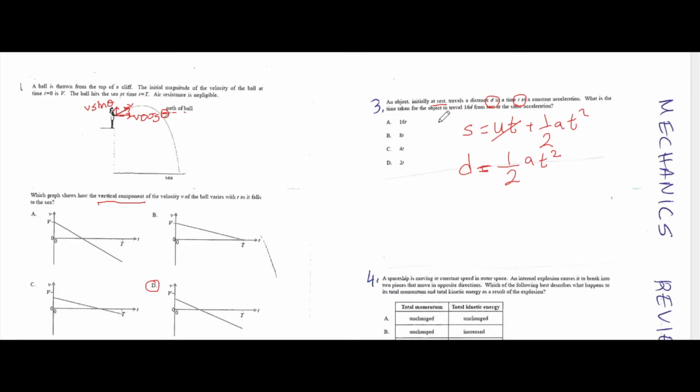What is the time taken for the object to travel 16d? So here is where we need to look at the relationship between d and time. You can see from this function that d is proportional to the square of time. So 1/2 is a constant, acceleration is the same because, well, the question also tells you that it's the same acceleration. So these don't matter. We are looking for that proportionality.